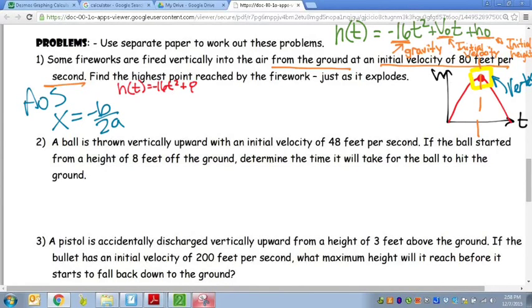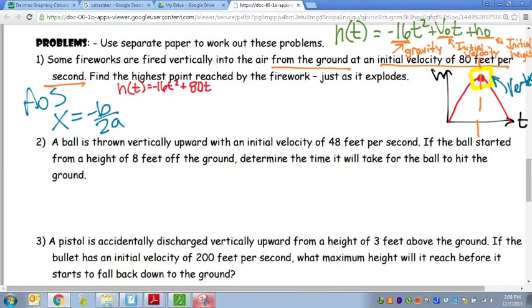So, I'm going to put 80t plus an initial height. Did it give me an initial height? Well, I'm looking at the information here. It says from the ground. So, isn't the ground 0 feet, like if it's on the ground? So I could put plus 0 if I wanted to. But do I have to put plus 0? No, I don't. Okay. So let's go ahead and try to find the axis of symmetry based on this info.